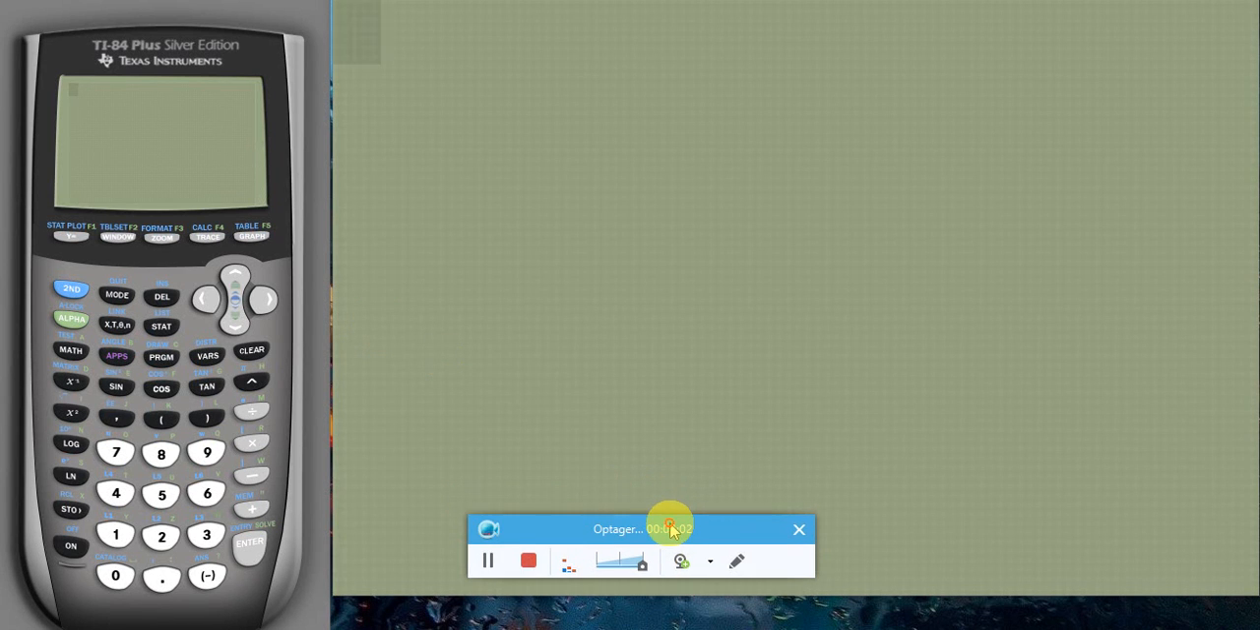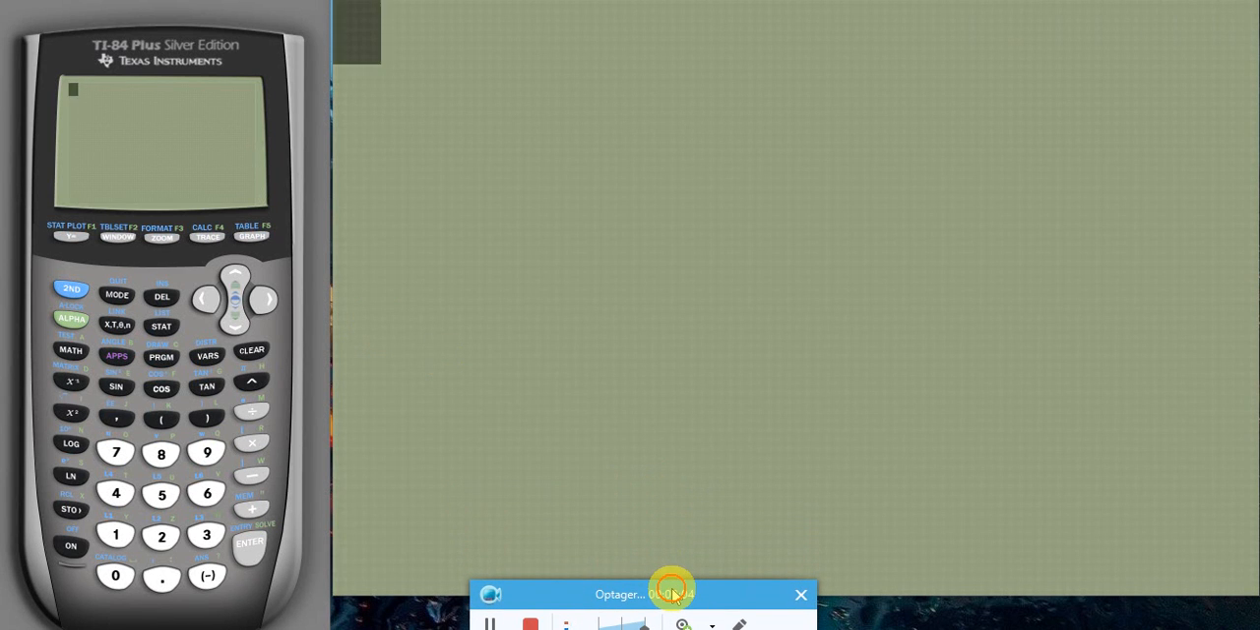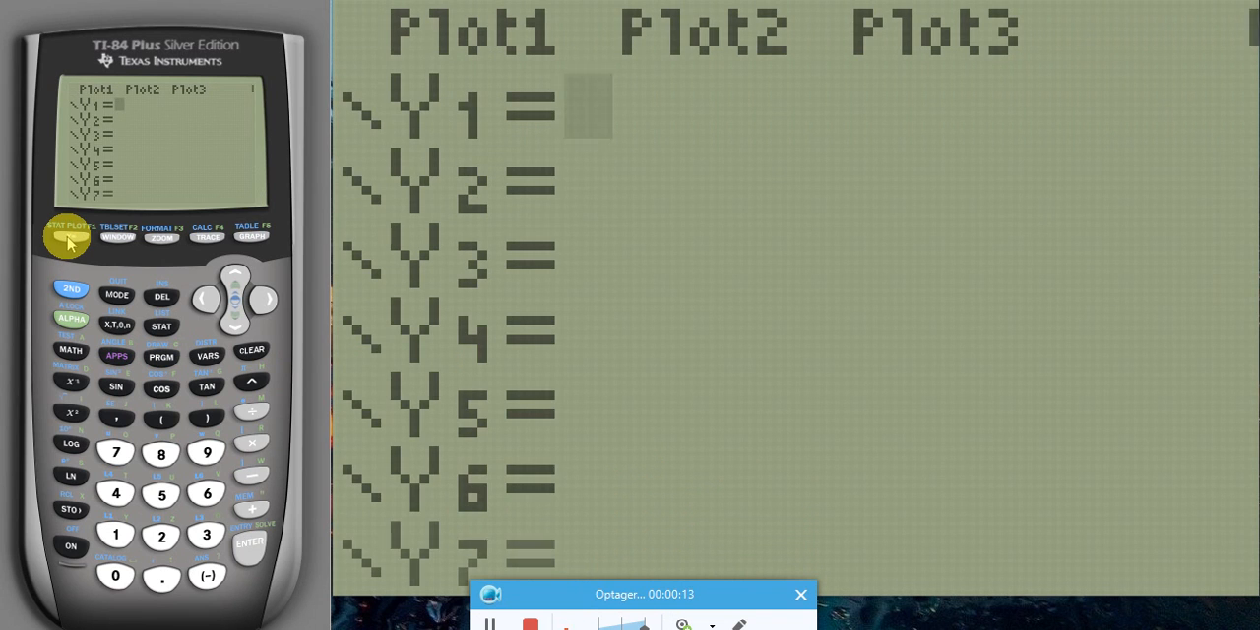Here's a quick video that shows you how to find a composite function of two known functions using the TI-84. So first thing you do is enter the functions that you want to find the composition of, or at least you enter the first of them.